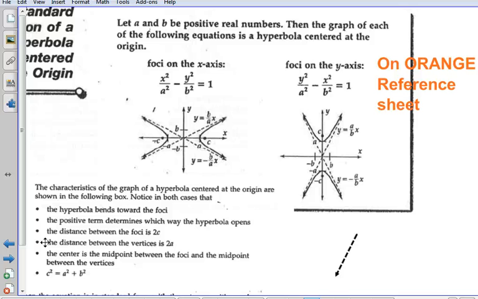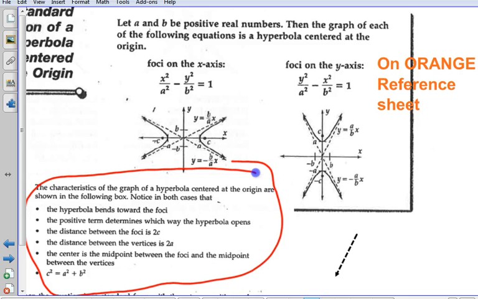But I want to talk about these properties down here. Can we read through these real fast? See if there's any of these that don't make sense to you. The hyperbola bends towards the foci. Does that make sense? Okay. The positive term determines which way it opens. We're good with that. The distance between the foci is 2c. So the foci are from the center out c on either side. So if you measured from one foci to the other, it'd be 2c. The distance between the vertices is 2a, because they are a away from the center.